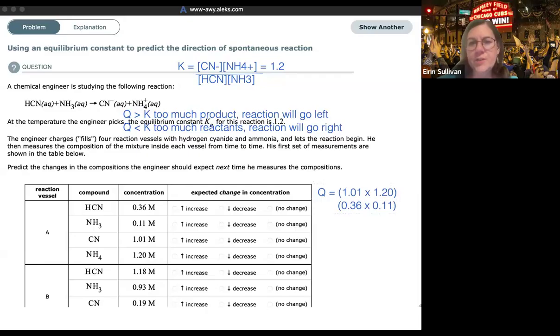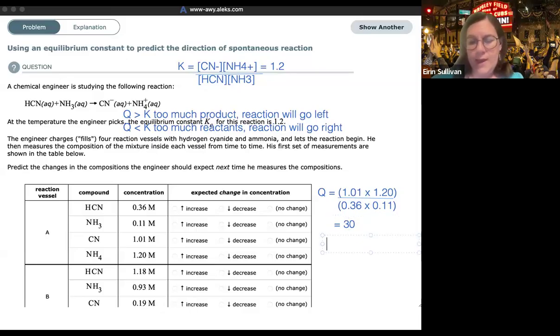So we're going to see what this number shakes out to be and whether it is greater than K, less than K, or equal to K. If it's equal to K, then you've got to be at equilibrium then. All right, give me a second while I calculate. So 1.01 times 1.2 divided by, can I use a calculator? 0.36, debatable, times 0.11. Did that come out correctly? That comes out to Q equals 30 and change. So that means Q is much bigger than K.